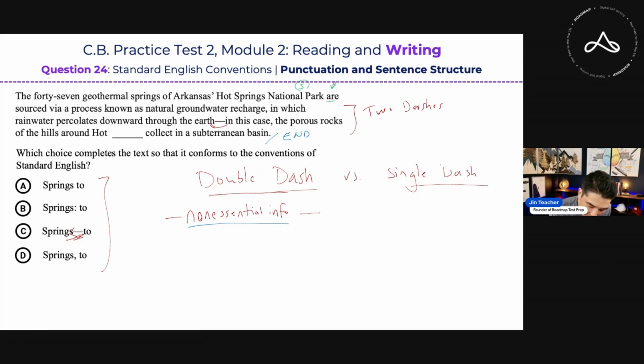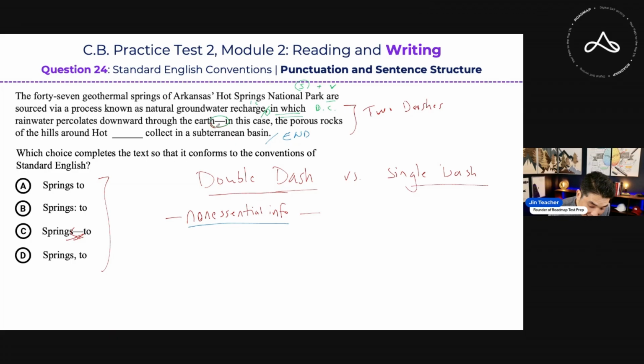Okay, we're going to have an independent clause here. Where does this complete thought end, right? So the hot springs are sourced via a process known as natural groundwater recharge. Ooh, okay, the independent clause ends right here. I have a comma. Now I have a dependent clause, right? A which clause, in which rainwater percolates downward through the earth.